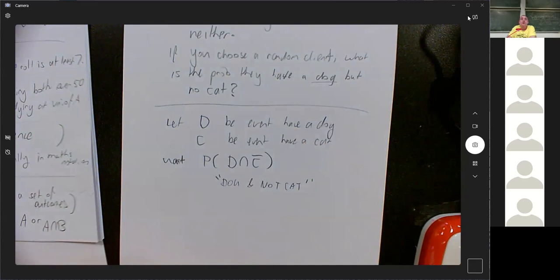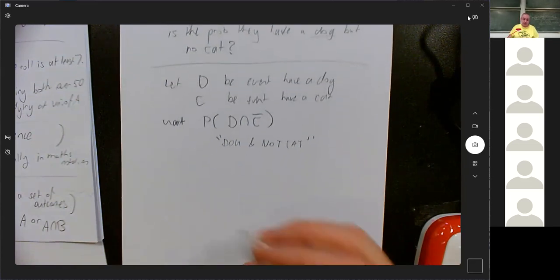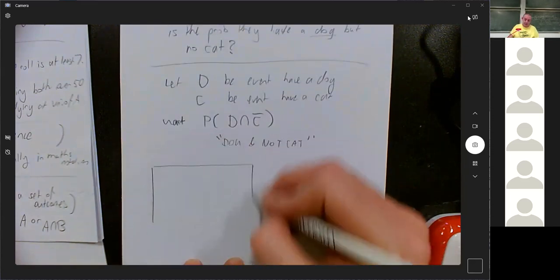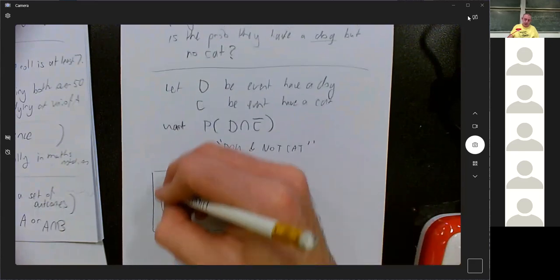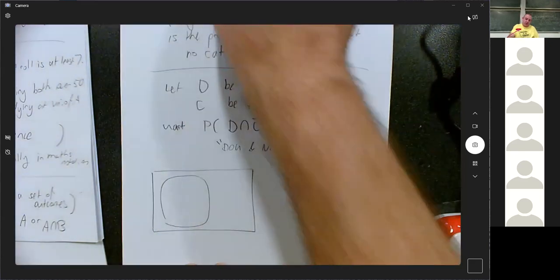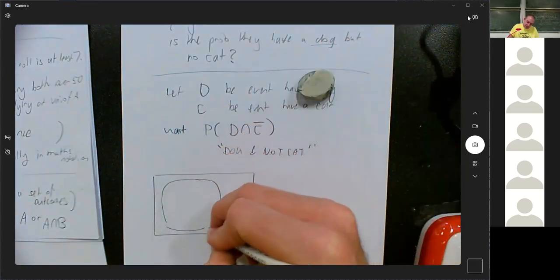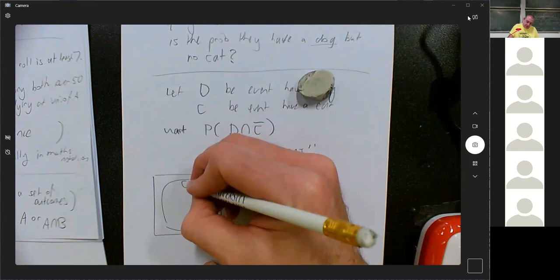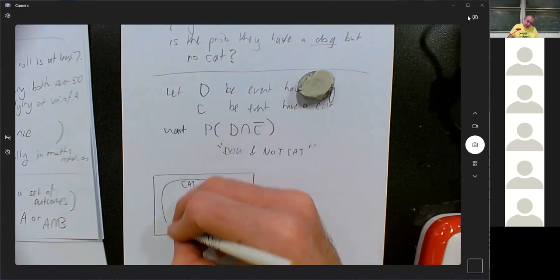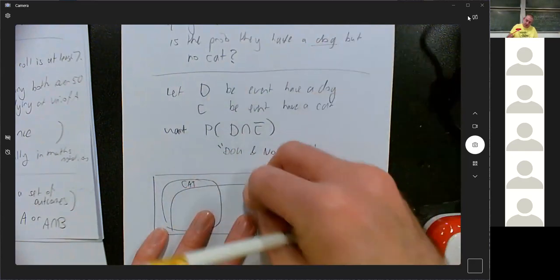And it should be possible to figure this out. I'm going to draw a picture of it just to make it easier on myself. So that is not 80%, but it'll do. So 80% have a cat and 90% have a dog.